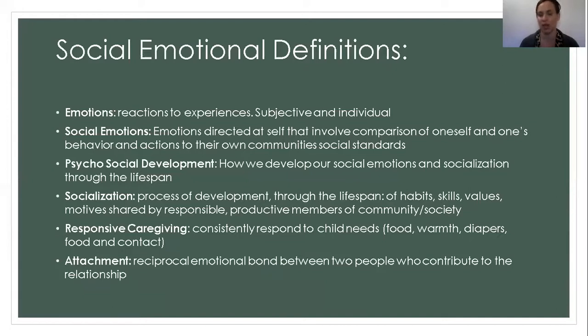When you're crying, I pick you up and I hug you. When you're hungry, I feed you. When you have a poopy diaper, I change it. When you're sad, I wipe away your tears. That is responsive caregiving. A child has a need, and I try to fulfill it to the best of my ability. Then attachment is just really the reciprocal, and that means both ways.